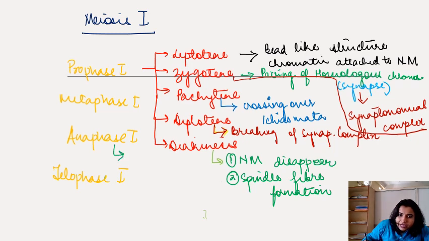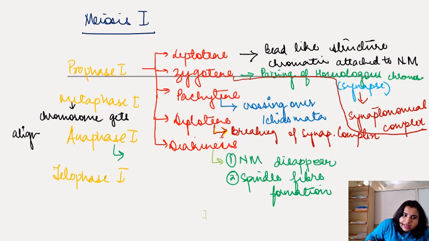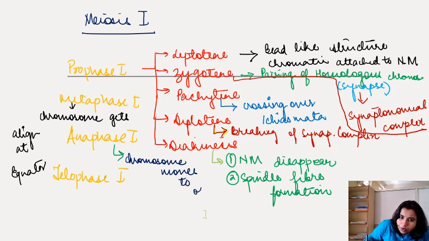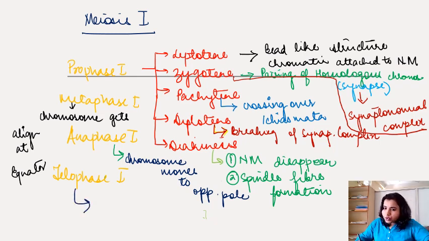Anaphase 1, what will happen in anaphase? In metaphase, what will happen? The chromosome gets aligned at the equator, right? And in case of anaphase, the chromosome moves to the opposite pole, right? And in case of telophase 1, there is a reappearance of the nuclear membrane.